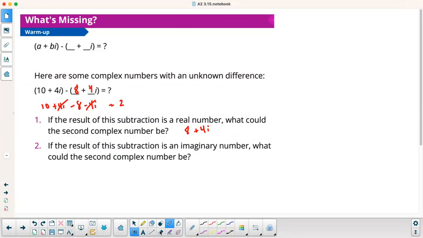Obviously, answers can vary. If the result of this subtraction is an imaginary number, what could the second complex number be? So for the second complex number, we need the reals to cancel out. So 10 minus, obviously that has to be 10. And this can be any number, just make it 3, I guess. So I'd get 10 plus 4i minus 10 minus 3i. My 10 and negative 10 cancel, so it just becomes 4 plus i. So my answer was 10 plus 3i. Okay.